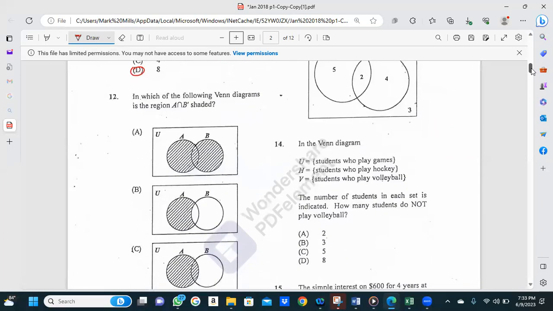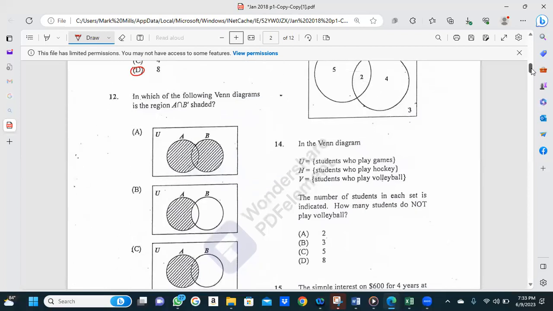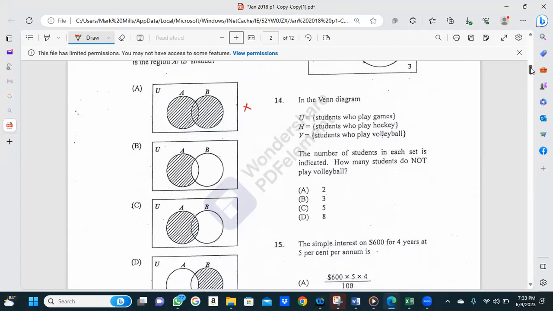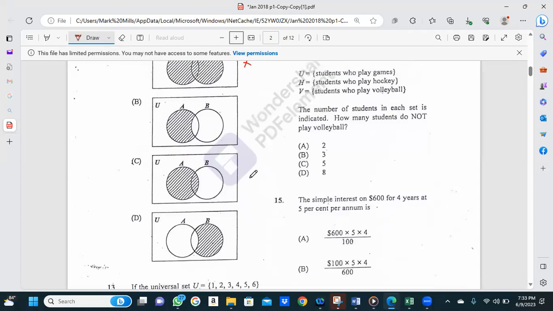Okay, number 12. Which of the following Venn diagrams is A intersect B complement? Okay. If you look at it, A is out, right? It couldn't be A. Sir, D. And it couldn't be C either. So the answer is between B and D.